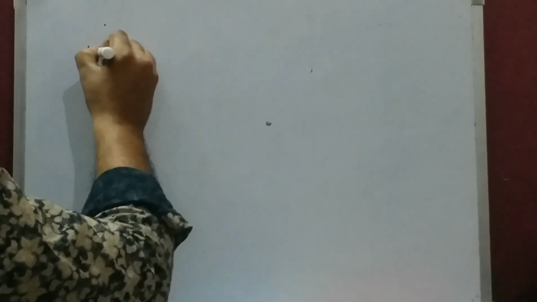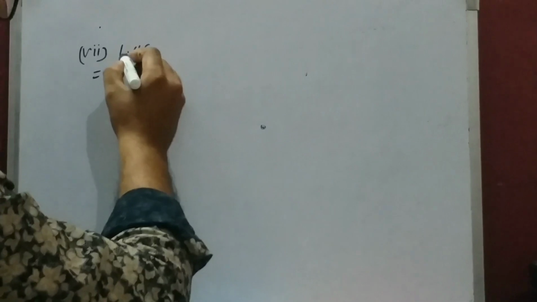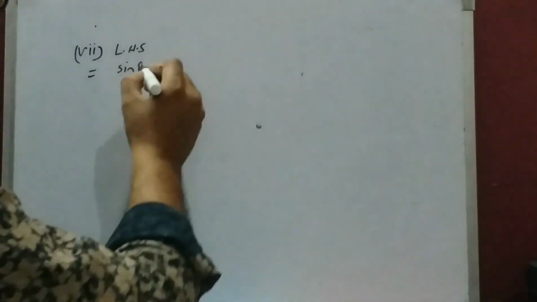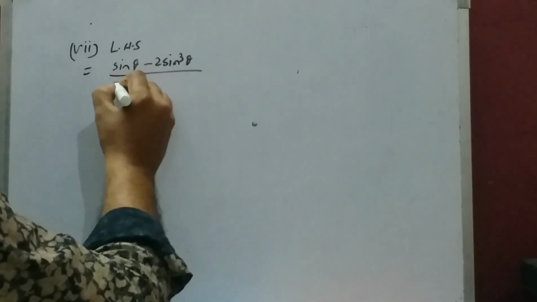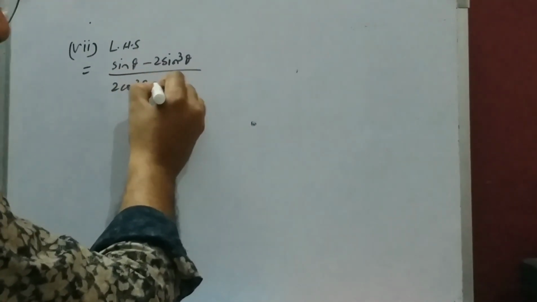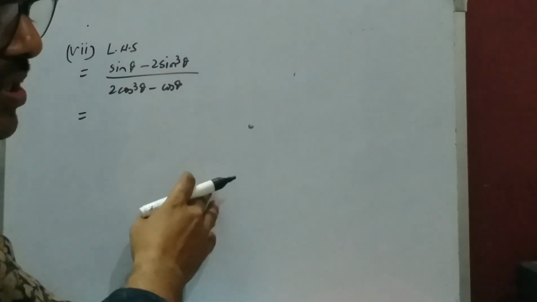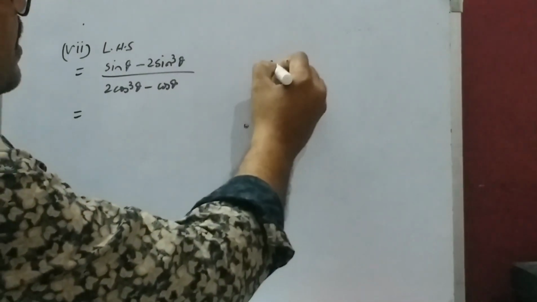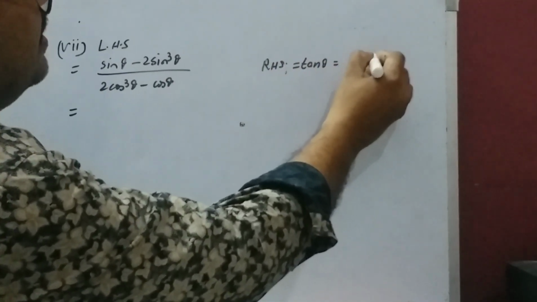Okay. Now, question number 7. LHS is equal to sine theta minus 2 sine cube theta upon 2 cos cube theta minus cos theta. And watch the RHS carefully. In the RHS, tan theta is given. Here RHS is equal to tan theta, and this is equal to sine theta by cos theta.